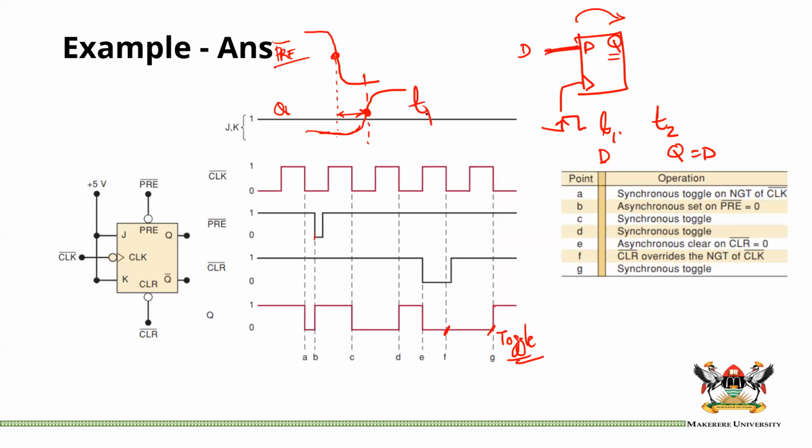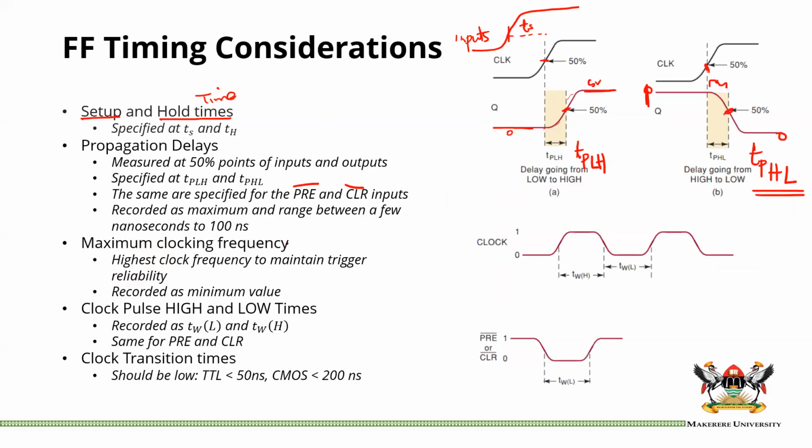And this is still going to be TP, which is the propagation delay from a low to a high. So you can specify these propagation delays for not only the inputs and outputs, but also between the pre and clear, and also the outputs, between these asynchronous inputs and the outputs.